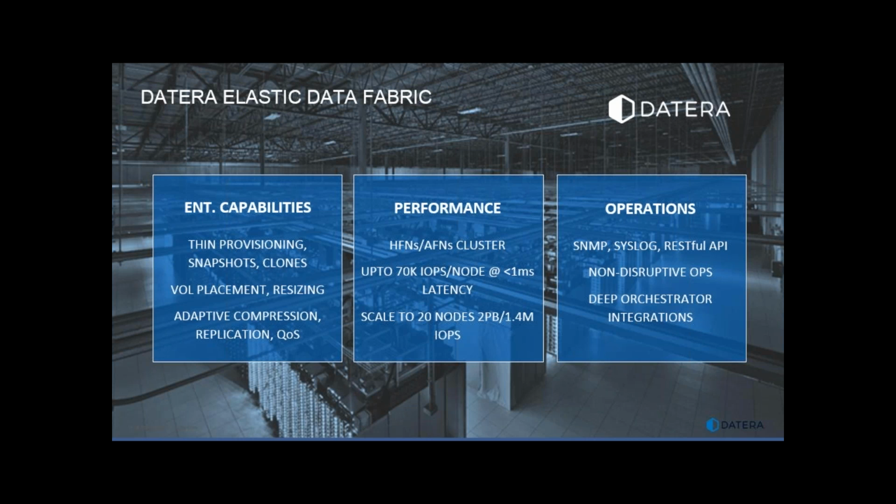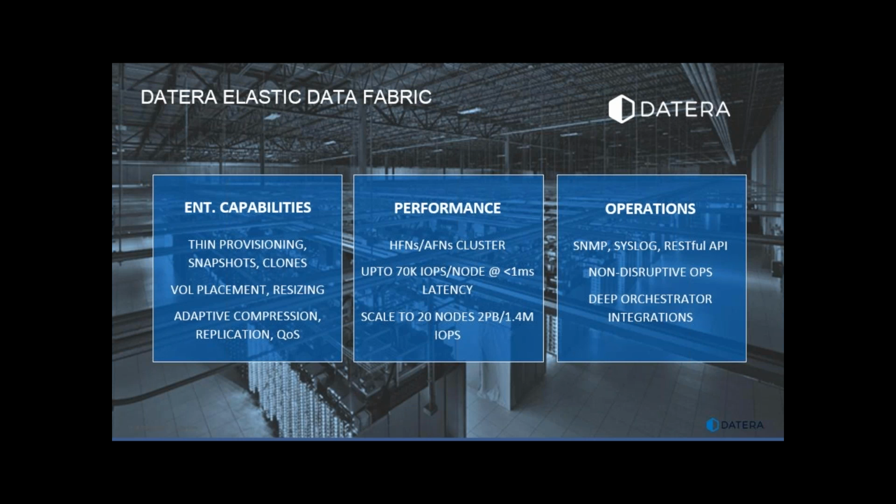We support adaptive compression. Again, by default, compression is turned on, and we make sure it's performant. When you're doing line speeds, we'll do compression offline, and otherwise we'll do compression online. You can control the replication factors and QoS numbers as you want on a per volume basis. In terms of performance, we give you the ability to choose between hybrid flash nodes and all flash nodes. I'll talk about how and when you can choose where to place which workloads on the appropriate nodes.